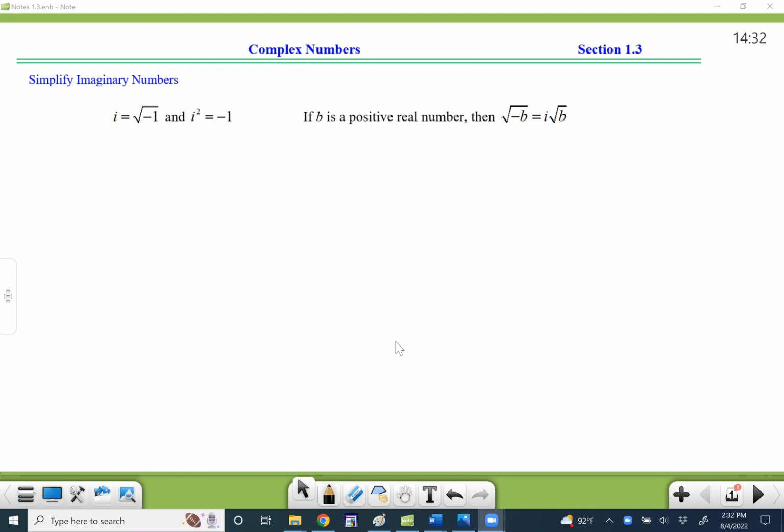All right, welcome everybody. So we're going to skip 1, 2 and go straight to 1, 3 in the book. And I think it's a little bit easier of a section. So that's the good news. So 1, 3 is going to be about complex numbers.